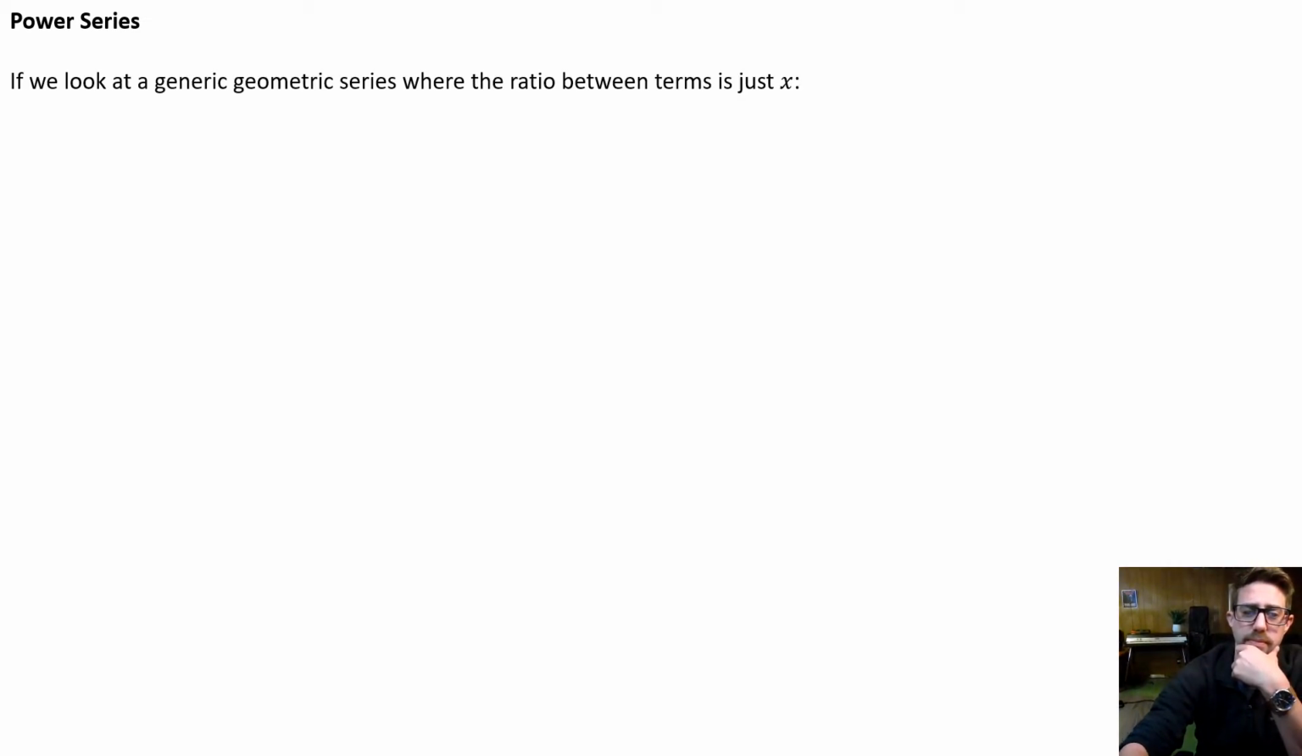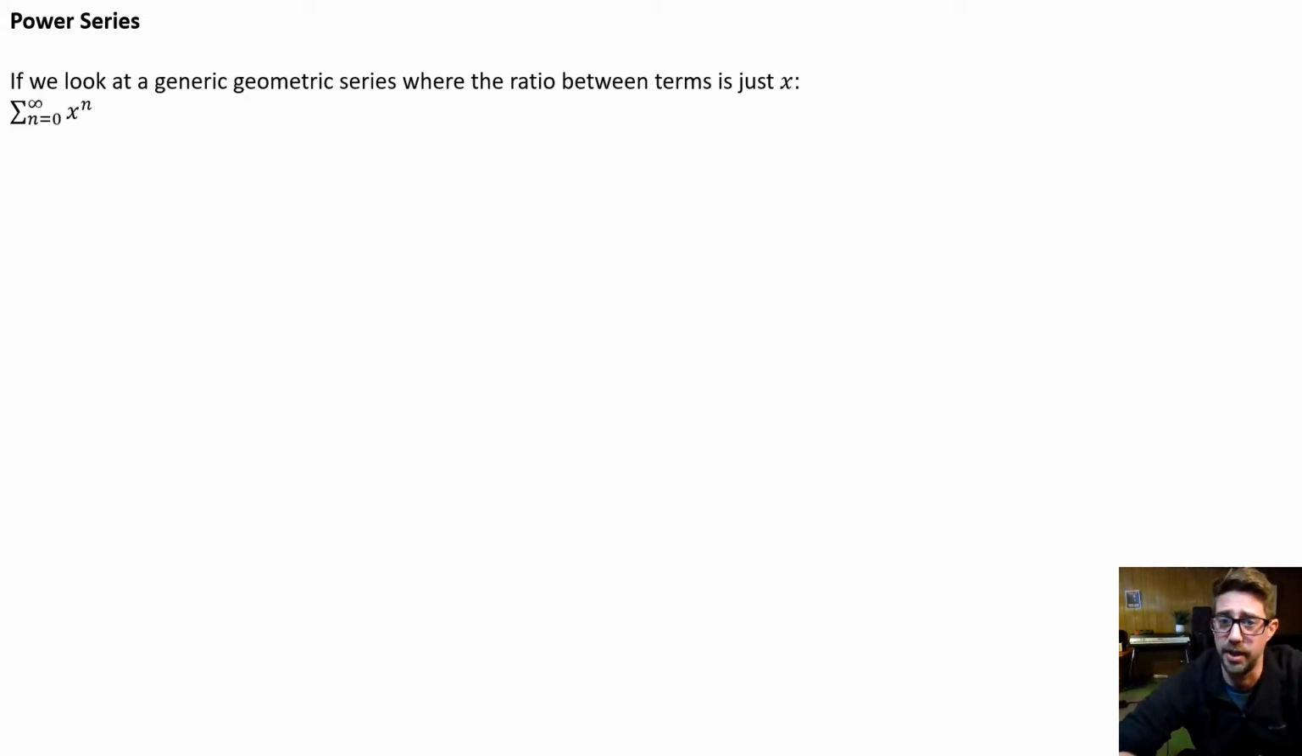So this is a video on what a power series is, power series in general, how to make them, how to find new ones. So here's what a generic geometric series looks like. Instead of r for the ratio between successive terms, we're just going to use the variable x because we want to start to talk about these things as functions.